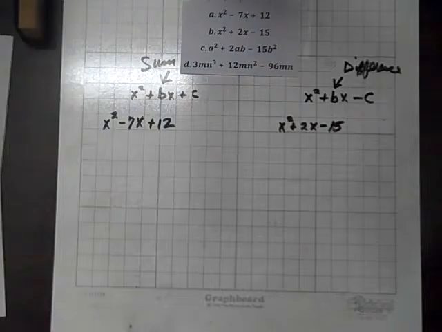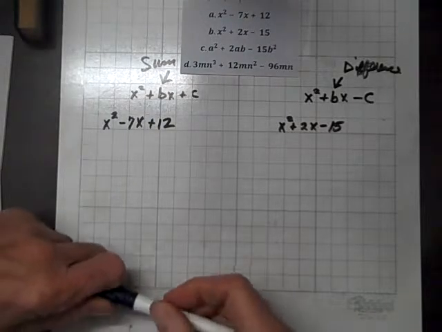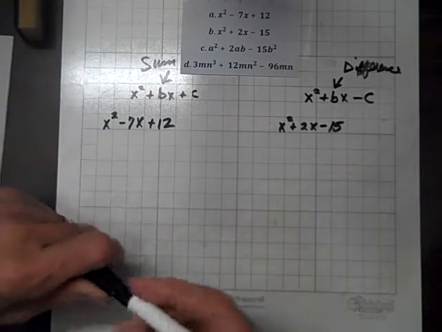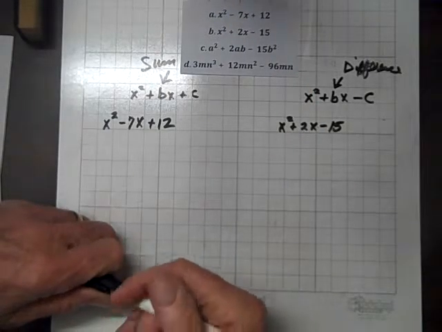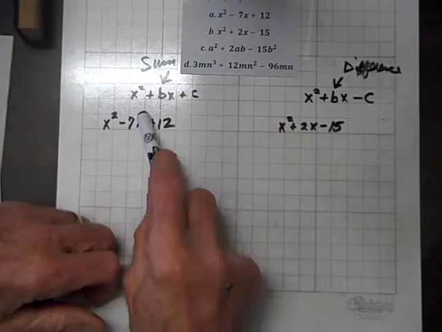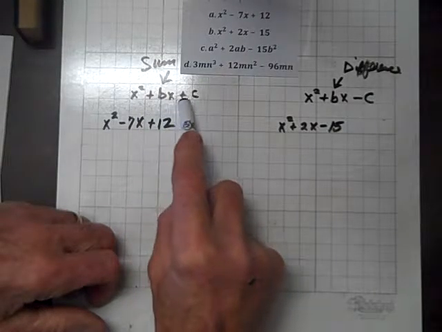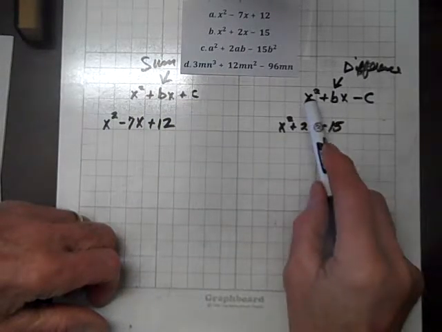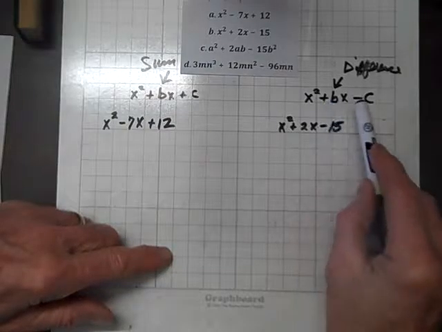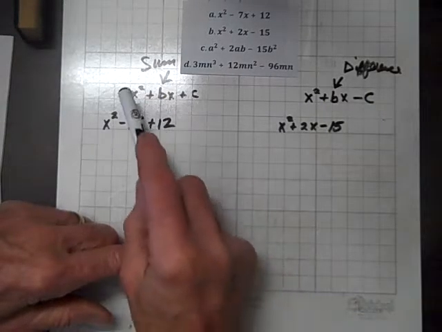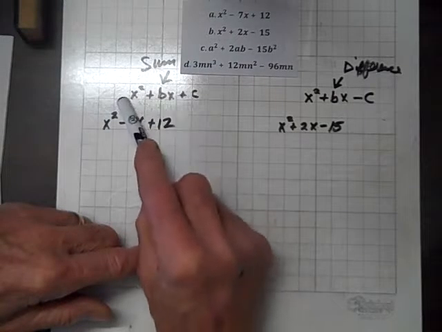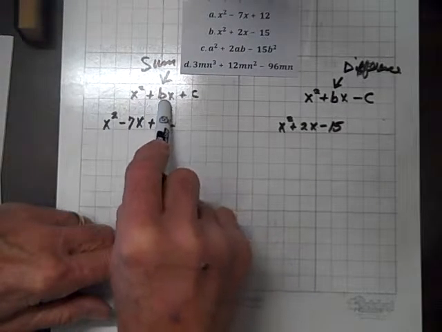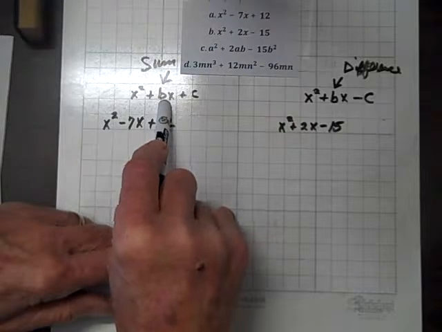Well, today we are going to factor trinomials, and trinomials because there are 1, 2, 3 terms. Trinomials of the form x squared plus bx plus c and x squared plus bx minus c. Now, if the first and third terms have the same sign, then the middle term will be a sum.